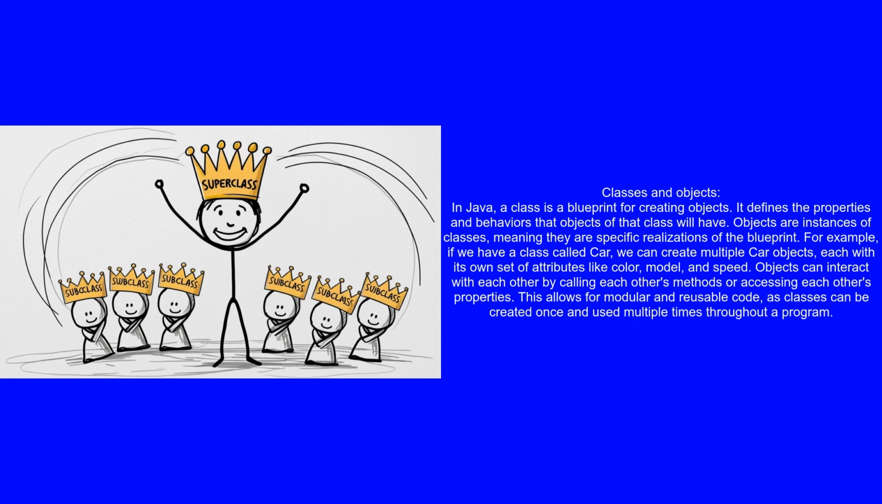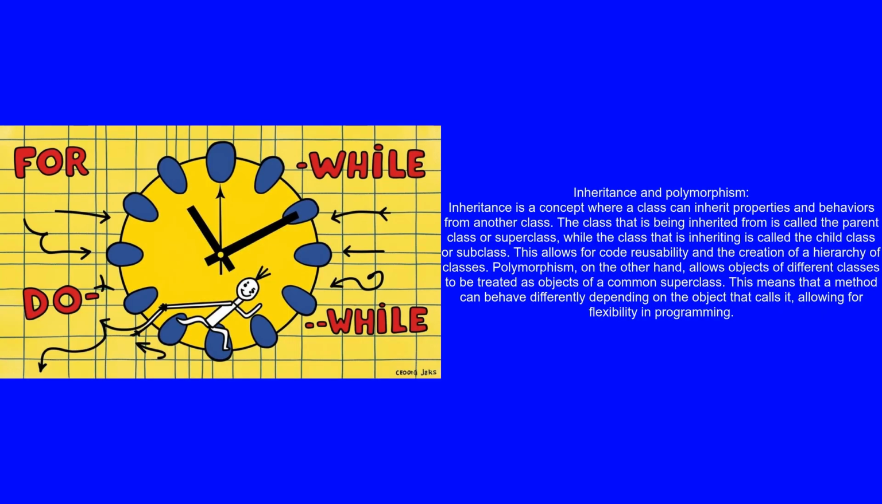So, you only have to create a class once, and then you can use it multiple times throughout your program. Cool, right? Alright, so let's talk about inheritance and polymorphism in programming. Inheritance is basically when one class can inherit properties and behaviors from another class. The class that's doing the inheriting is called the child class, while the one being inherited from is the parent class. This whole setup allows us to reuse code and create a nice hierarchy of classes.